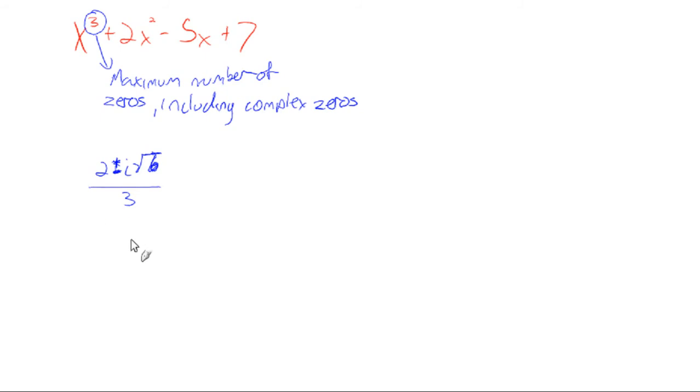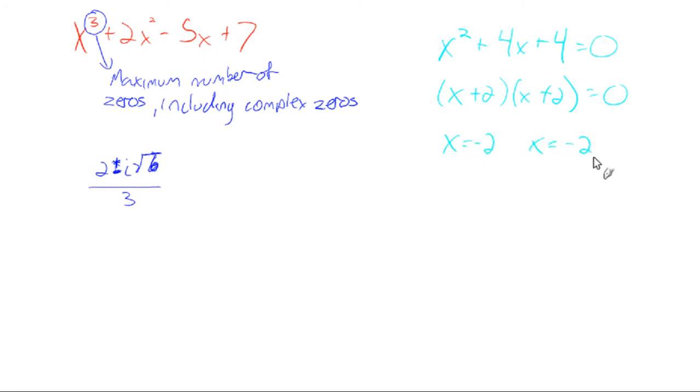So if we change it a little bit, let's use this as an example. Okay. Well, let's find the zeros of this expression, of this function, let's say. We'll factor it. We get x plus 2 times x plus 2. Right, that's what this is going to factor out to be. So we get x equals negative 2 and x equals negative 2 again.